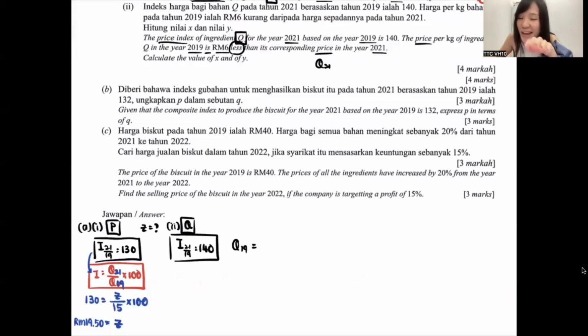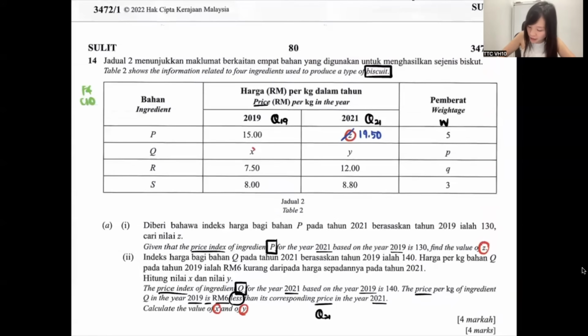I think age is quite a good example because you guys normally don't get confused with age, but you guys get confused with money, okay? My dear, so the price for 2019 is 6 ringgit less. So 2019 is lesser. So it's lesser than what? Lesser than 2021. So that means Q21 minus 6 ringgit is 2019. At least that's how I understand it. So now they say find X, find Y. How to find X, find Y? Where do X and Y come from? So guys, when I look at the questions, the X and Y come from here.